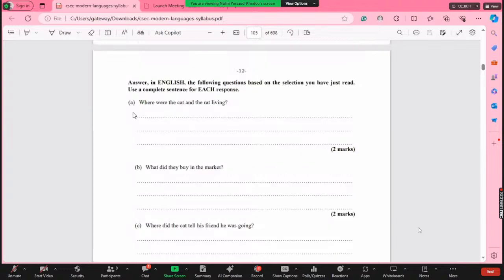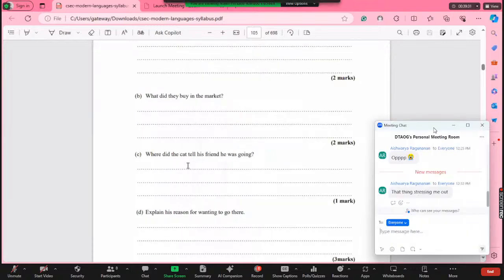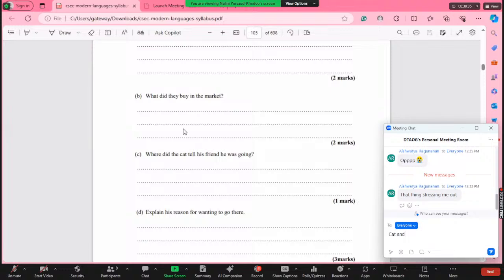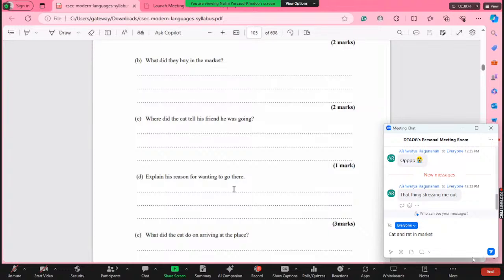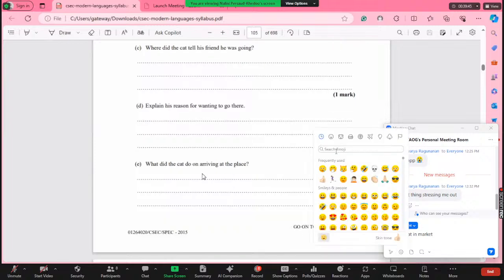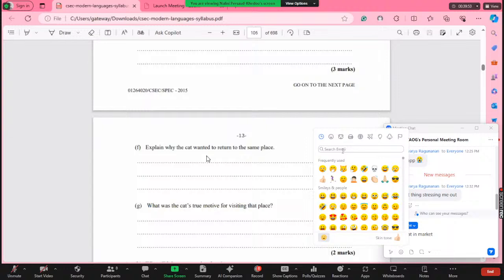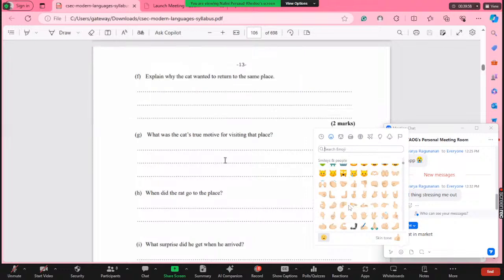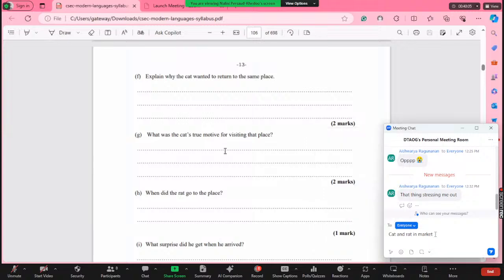So question 1 is asking, where were the cat and the rat living? Right away, you know that this is not just about the cat, but there's a rat involved. B, what did they buy at the market? Again, they're telling you that in this passage, you're going to read that they went to the market. Where did the cat tell his friend he was going? So he's got a friend and he left to go somewhere. Explain his reason for wanting to go there. So you've got to look for that. What did the cat do on arriving at the place? So wherever he wanted to go, he was able to get there and something happened. Explain why the cat wanted to return to the same place. So he went and then he wanted to go back. What was the cat's true motive for visiting that place? So he had a reason. It's not just a spur of the moment thing.